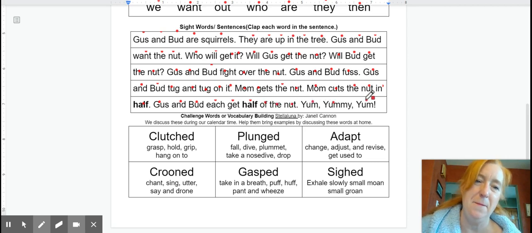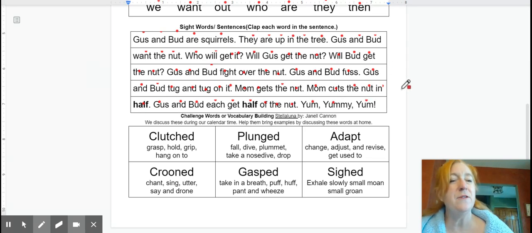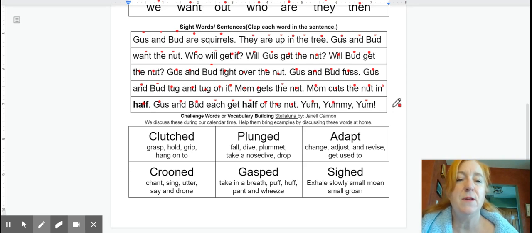Yum, yummy, yum. Okay, you can go ahead and reread that to yourself as well, and hopefully you can start learning some of those sight words.